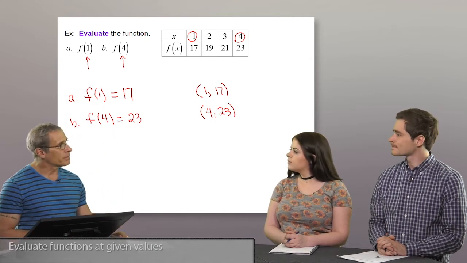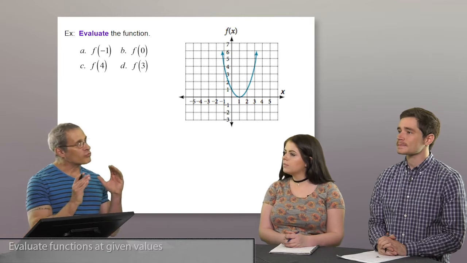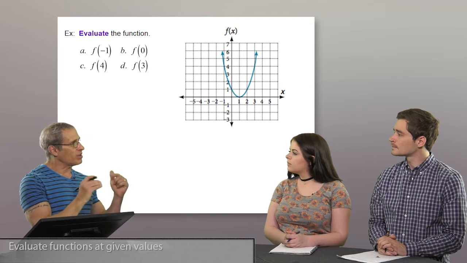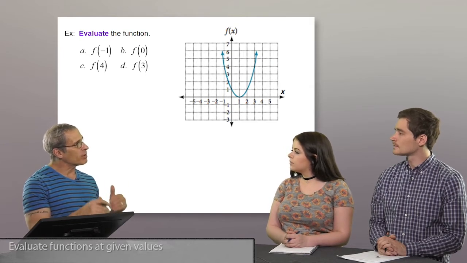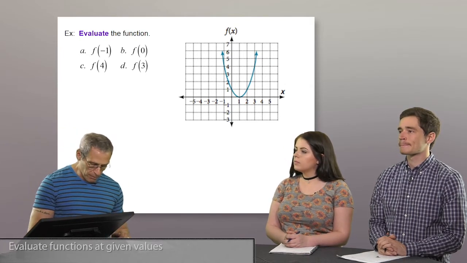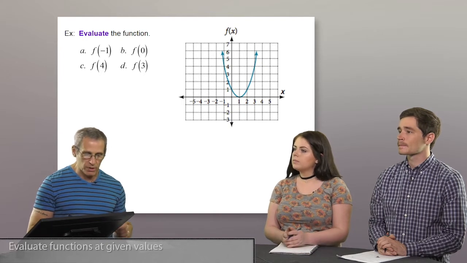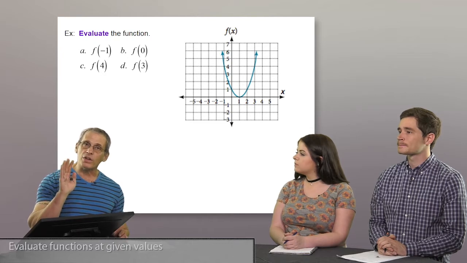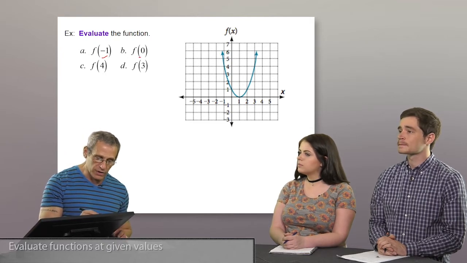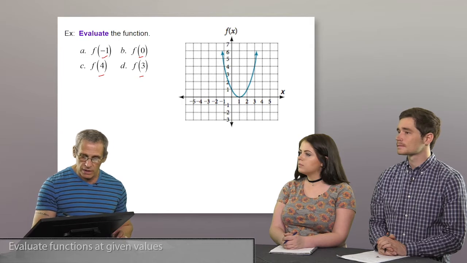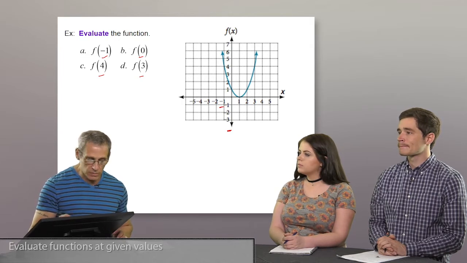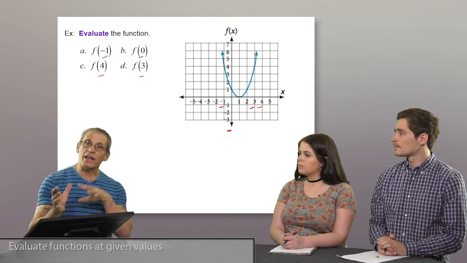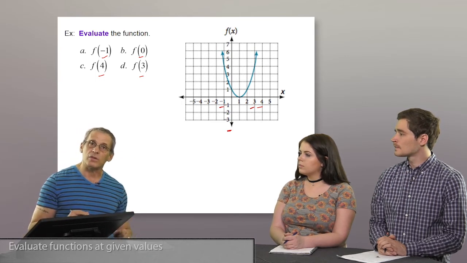Well, if I can now read the outputs off of a table, if I can evaluate a function from a table, I should be able to evaluate a function from a graph. So I look at this problem and pause. I want to evaluate a function at 4 different inputs: -1, 0, 4, and 3. So I find -1, 0, 4, and 3, and I decide what would be the corresponding outputs.